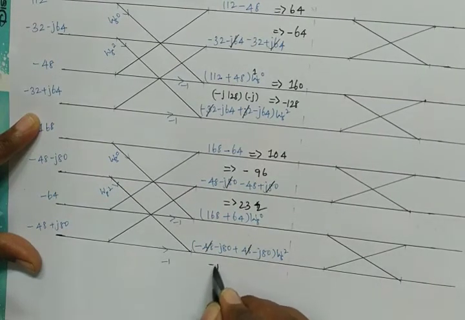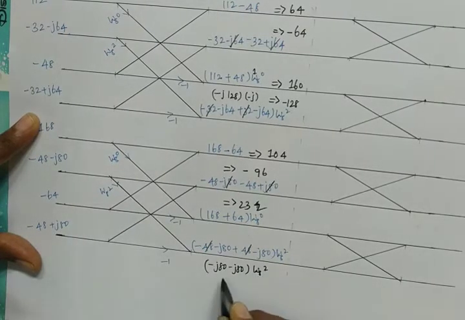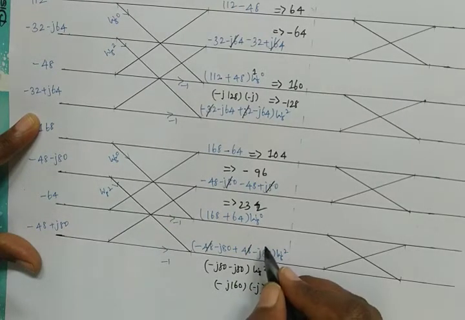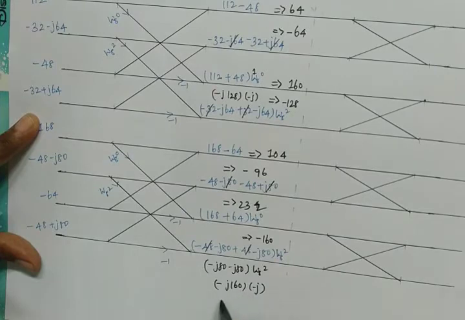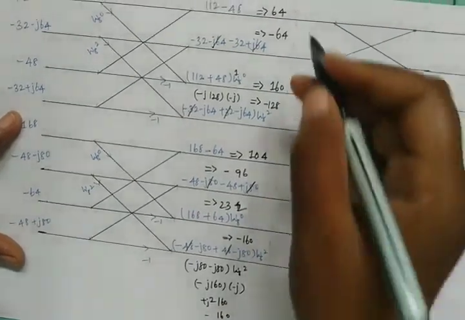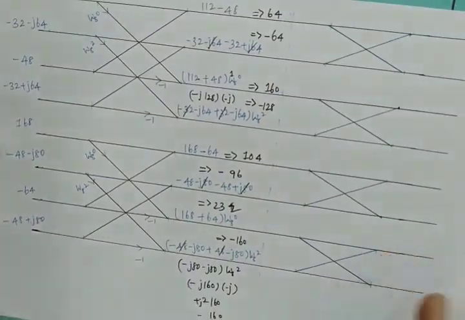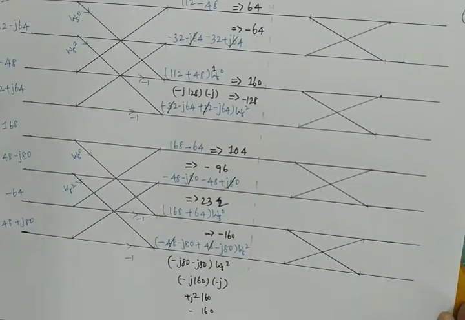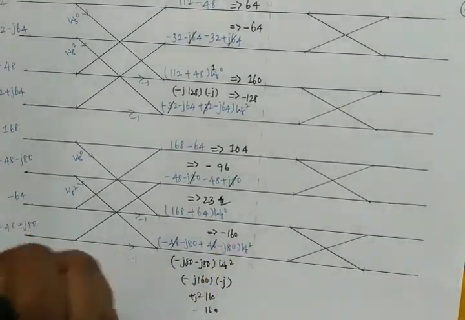so we have minus j80 into W8 power 2, so that is minus j160 into minus j. Therefore the final answer will be equal to minus 160, because j into j, minus minus plus, j square 160, so minus 160. This is the answer. Now what we have to do, take this to the next step. So we have completed up to this stage. Now we are moving to the last stage. Now write the answers here.